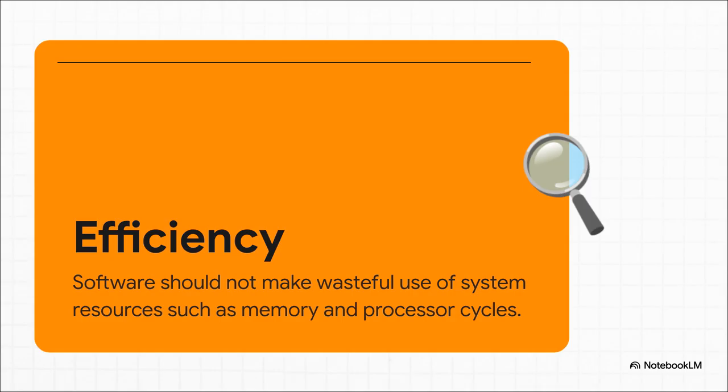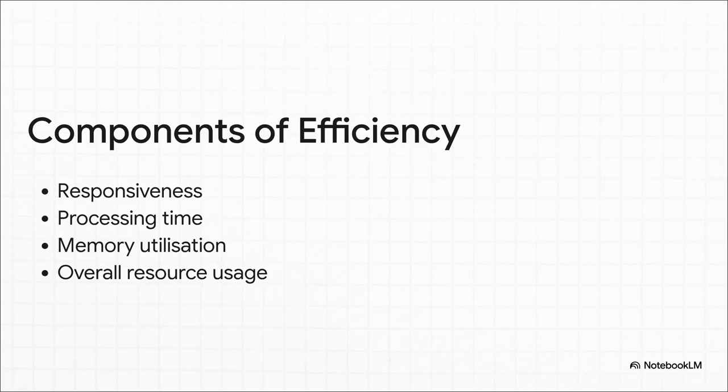The definition is actually pretty straightforward. Good software just shouldn't waste your device's resources, things like memory and processing power. It's really all about being smart and, well, efficient with the limited power you've got on your phone or computer. Yeah, and efficiency isn't just about is it fast? It's actually a combination of a few different things.